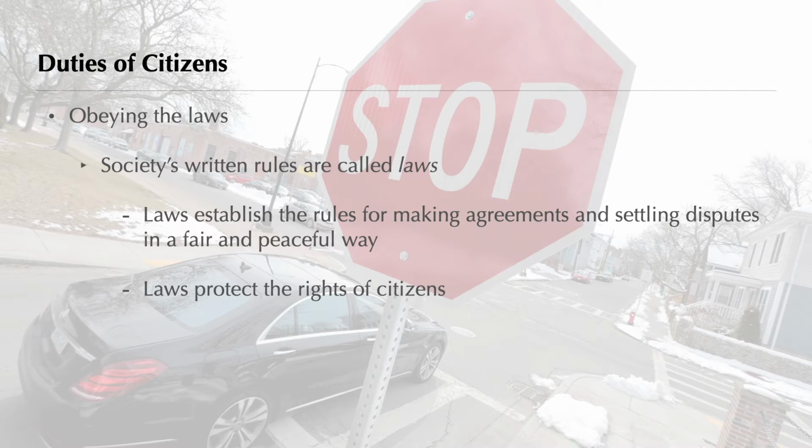Your family and your classroom have rules that keep them running smoothly in an orderly way. As you know, a society's formal or written rules are called laws. Some laws are to keep us from hurting each other. They range from laws requiring drivers and bicycle riders to stop at stop signs to laws against murder and armed robbery. Other laws establish the rules for making agreements and for settling disagreements in a fair and peaceful way.